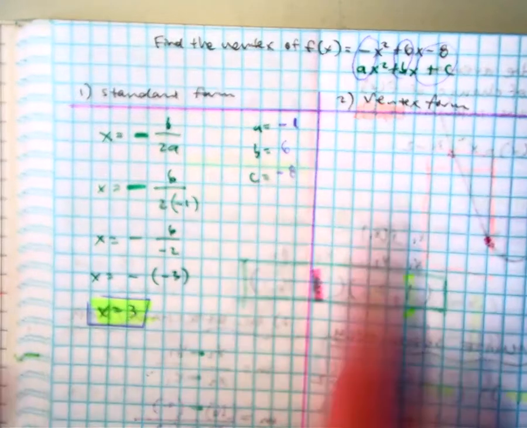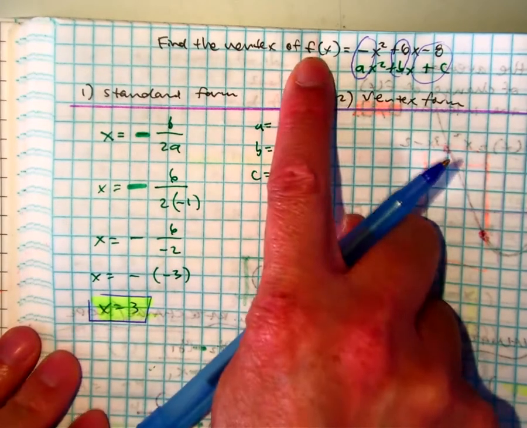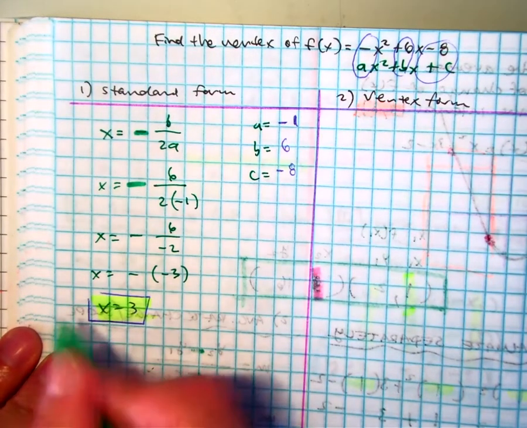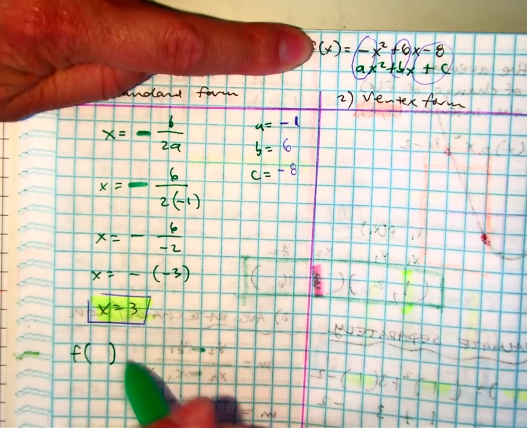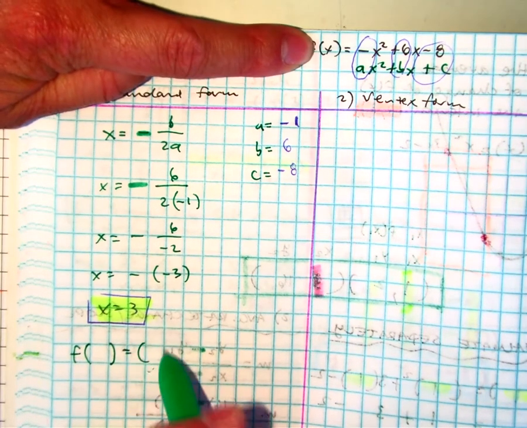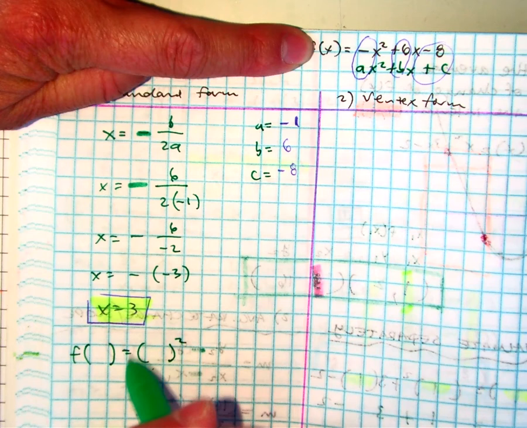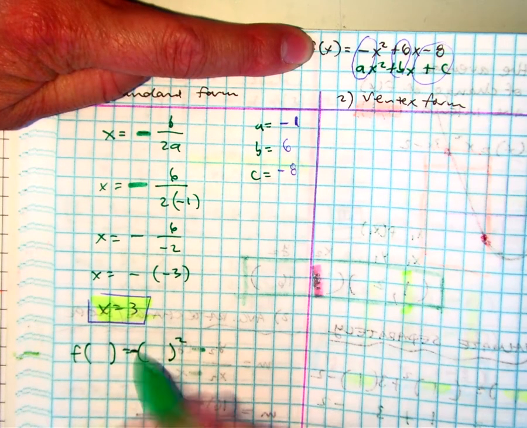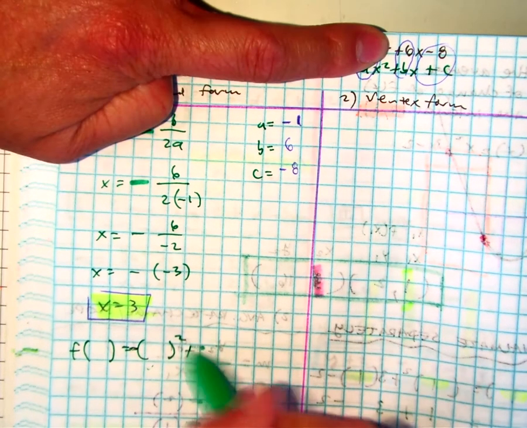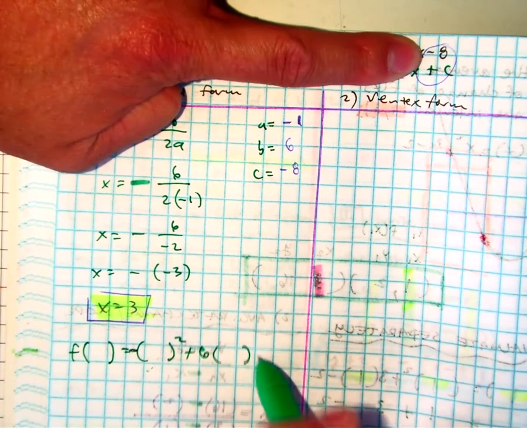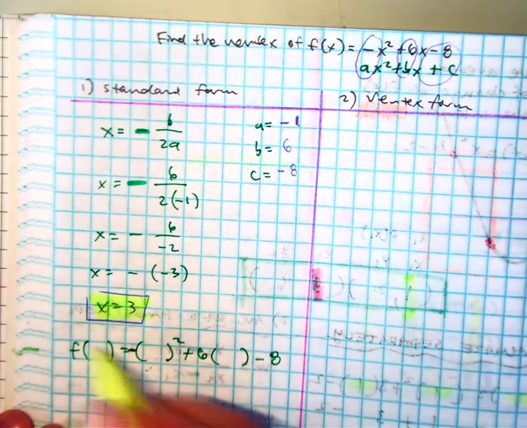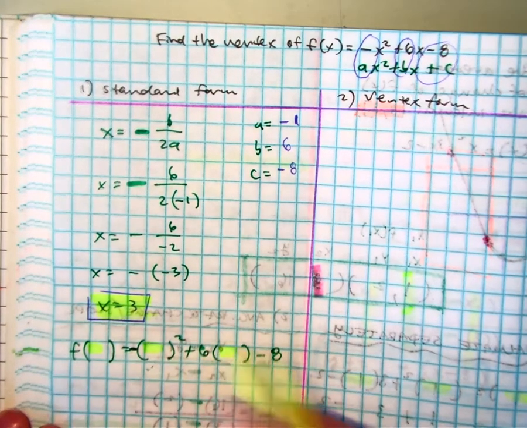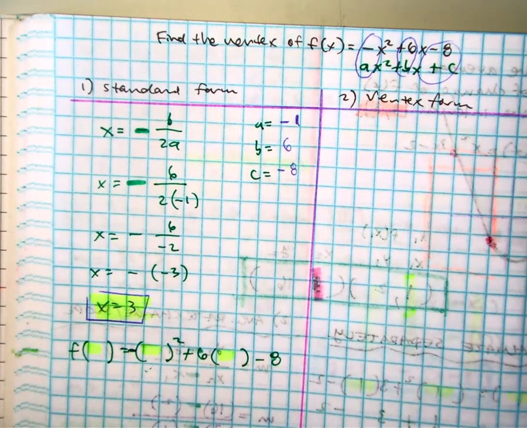Alright, so we have the x-coordinate. Now we need to get a y-coordinate. To get a y-coordinate, we're just basically going to substitute that into our function, and we're going to evaluate. F of x, I'm not going to write the x squared, that's a negative x squared, plus 6 times x minus 8. And instead of writing an x here, what are we going to write, class? 3. Let's put in a 3.